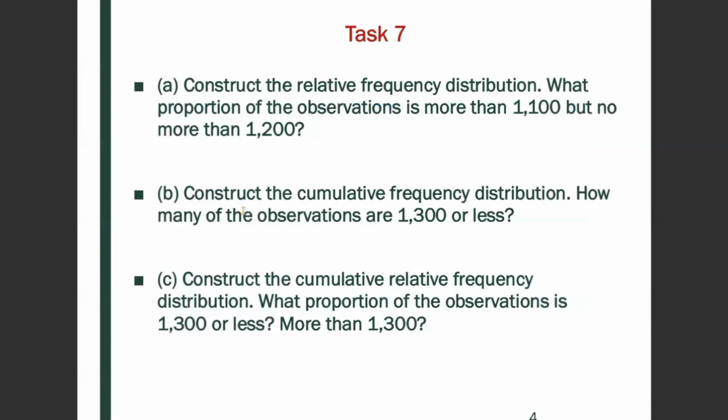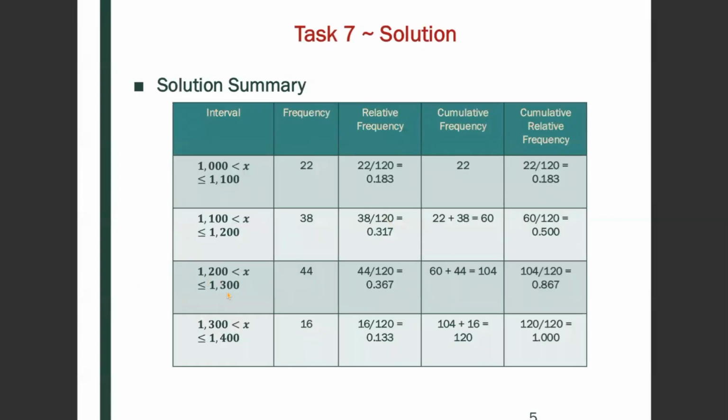And here this is saying construct the cumulative frequency distribution. How many of the observations are 1300 or less? So this row here contains 1300 and less, so that would be 104. So that's the answer for that second question. And then here to compute the cumulative relative frequency distribution, we would take the cumulative frequency, which we just calculated in this column here, and then divide it by the total, which is 120. So here we would do 22 divided by 120, 60 divided by 120, 104 divided by 120, and then 120 divided by 120.